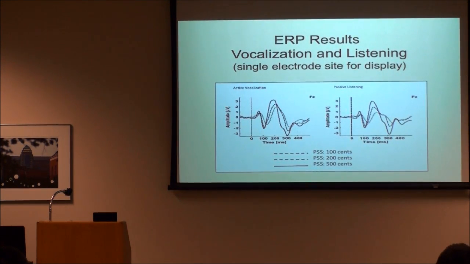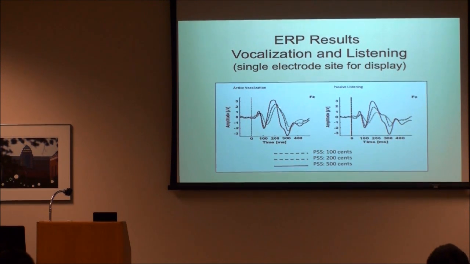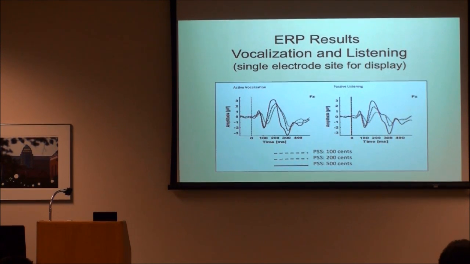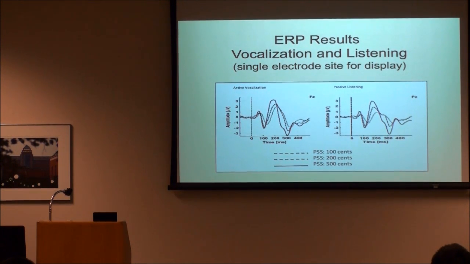Now, this slide shows the results. It might be a little bit difficult for you to see. The left side is for active vocalization. Passive listening is on the right. And the largest curve is for 500 cents. The dashed line is 200 cents, and the dotted line is 100 cents. Okay, so here we're seeing that when we shift the voice during vocalization, we get something quite different. Namely, the responses become enlarged.